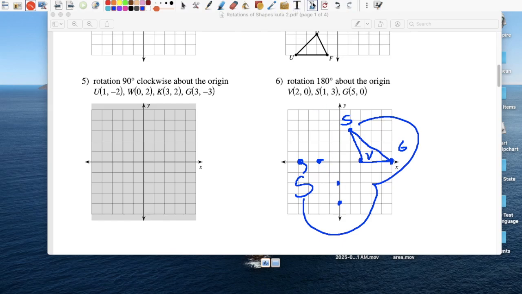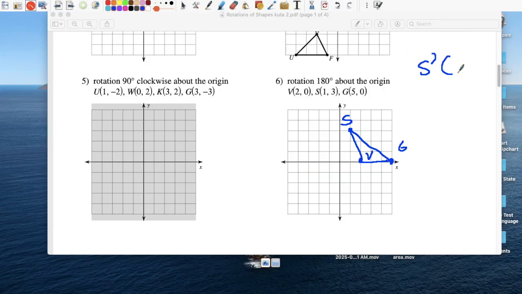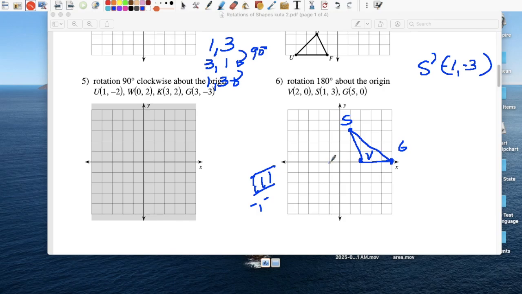Okay? So I already plotted the points. Let's start with S prime. So S prime, remember, 180 degrees, (1, 3) becomes (3, 1). Switch once, and switch again, becomes (1, 3) again. But in quadrant 3, both numbers are negative. So (-1, -3) is right here.